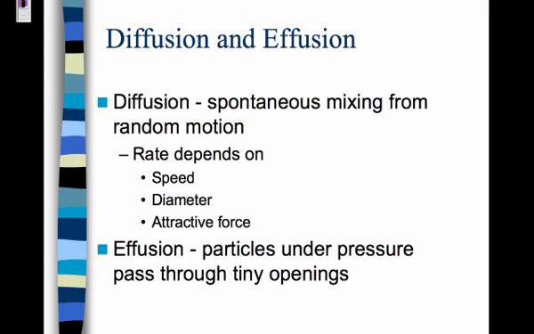And temperature is what can change the speed. At higher temperatures, the molecules move faster, so usually it'll diffuse a little faster. Larger diameters of molecules diffuse a little slower, just because they're larger. If they have strong attractive forces, they're going to diffuse slower.